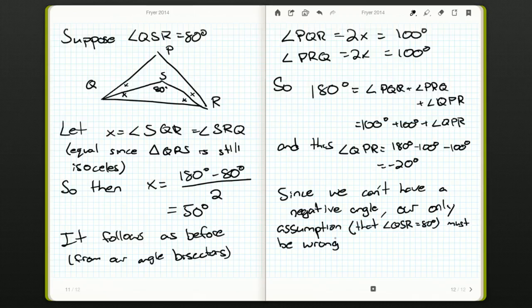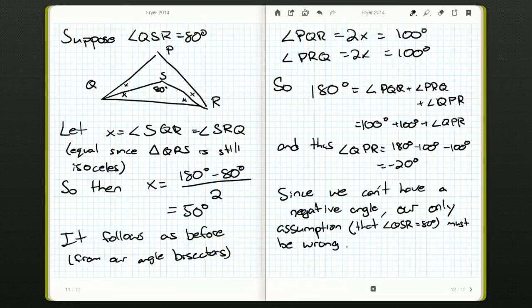So assuming we had an angle of 80 degrees led us to this ridiculous conclusion. So the only thing that could be wrong, I mean, the math certainly isn't. Math is straightforward. Math is logical. The only thing that can be wrong is our assumption of 80 degrees. We just assumed it. We had no motivation there.